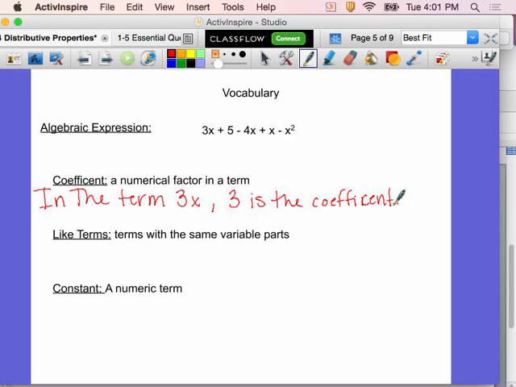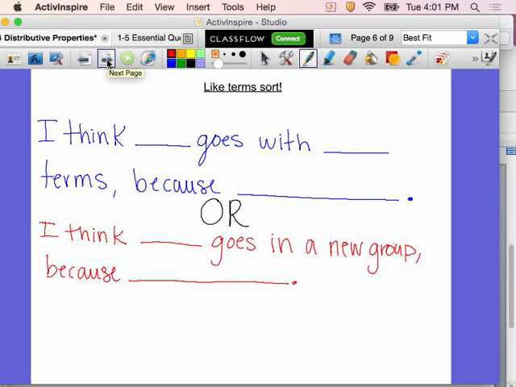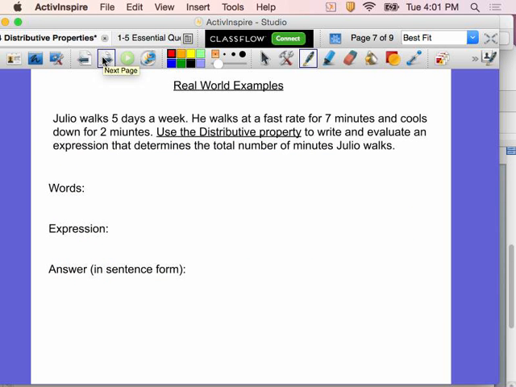Like terms, we've talked many times about that. It's just something with the same variable part. A constant's a numeric term. We're not going to do the like term sort. I think you're good at that at this point. Real world example. So just making sure you have all the parts, the words, the expression, and the answer. It always, of course, is in sentence form.